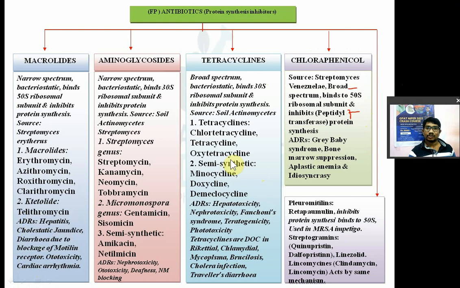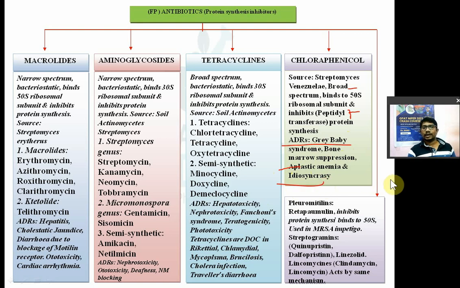Okay. Now, what are the adverse reactions of chloramphenicol? Gray baby syndrome is the major adverse effect. A question has come on this. It suppresses the bone marrow, and suppression of bone marrow leads to aplastic anemia. Again, another adverse effect: aplastic anemia. And chloramphenicol can cause idiosyncratic reactions.